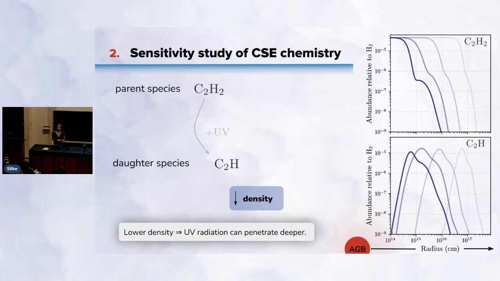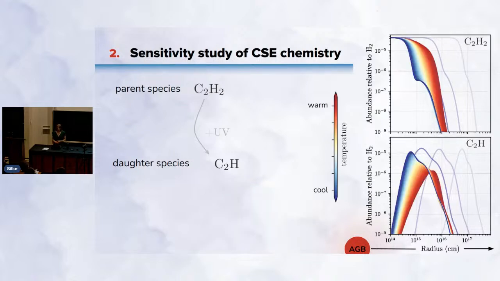Now we're also looking at the effect of temperature. So if we also add outflows with a different temperature to this graph, it looks something like this. So there's a lot of colors here. But basically every color is also just one line for an outflow with a different temperature. And the red lines are outflows with a higher temperature, and the blue lines are outflows with a cooler temperature. And so what happens here, we can already observe that when the outflow is warm, the parent species and also the daughter, they exist much later in the outflow.